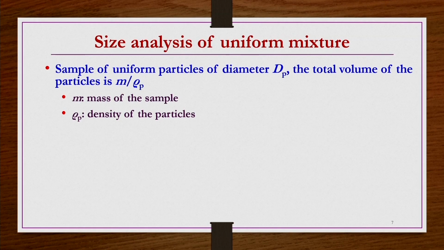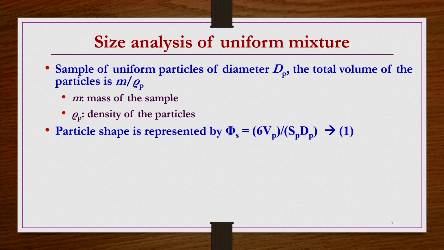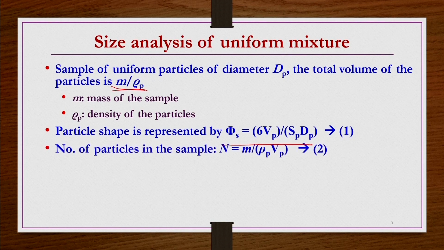If the particle is not spherical and has some other shape, then you need to know the sphericity of that particle shape also. So, for that we have the sphericity definition, phi s equals 6 Vp by Sp dp. Now, if you want to know the total number of particles in that uniform mixture, you take the total volume of the sample, m by rho p, which you already know, and divide it by the volume of a single particle. Then you will get the total number of particles. So, the number of particles in the sample, n, equals m by rho p Vp, where Vp is the volume of one single particle.